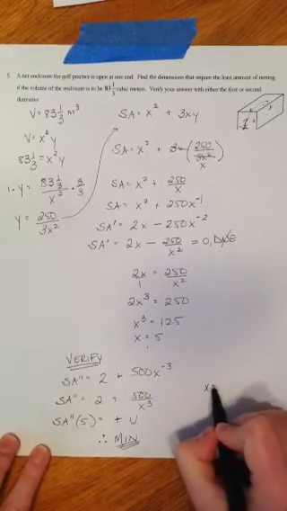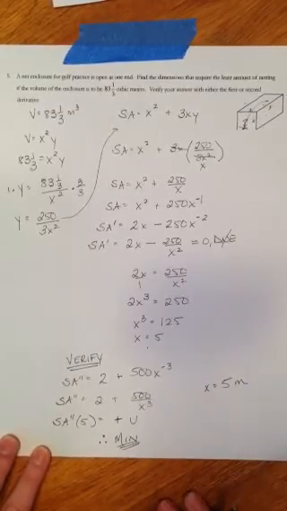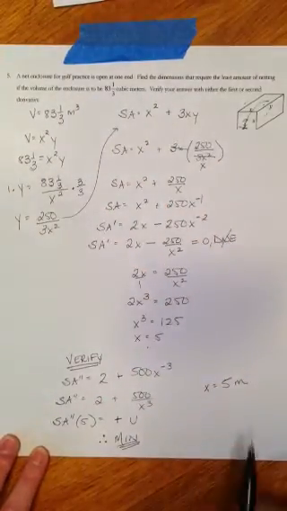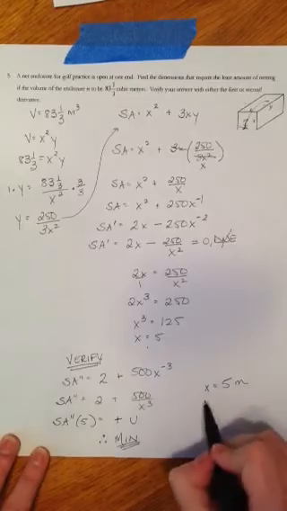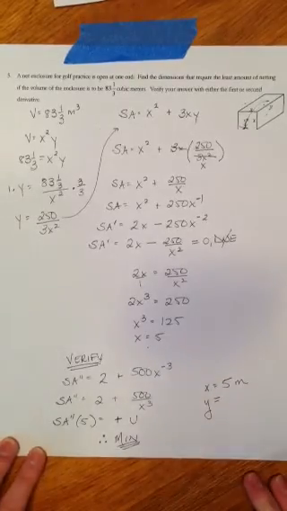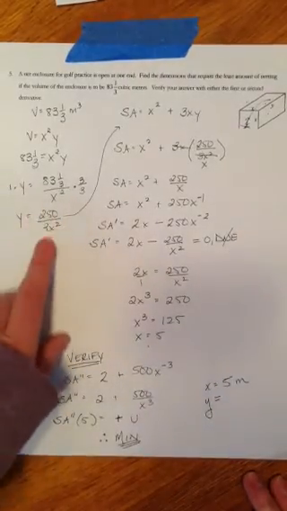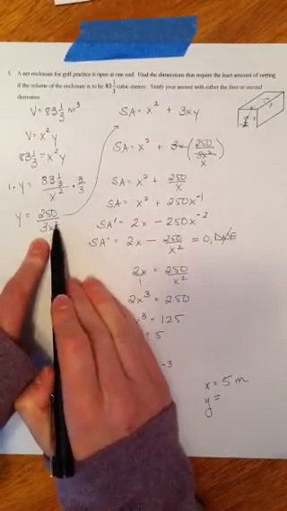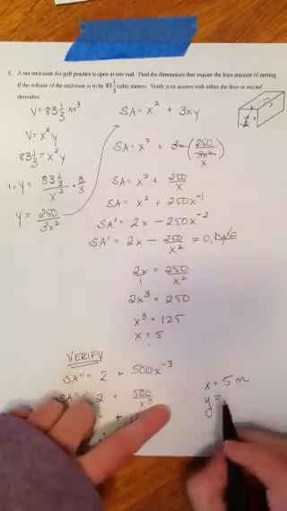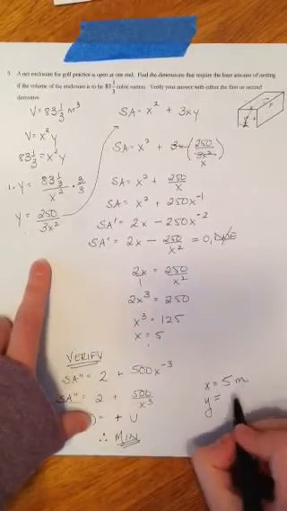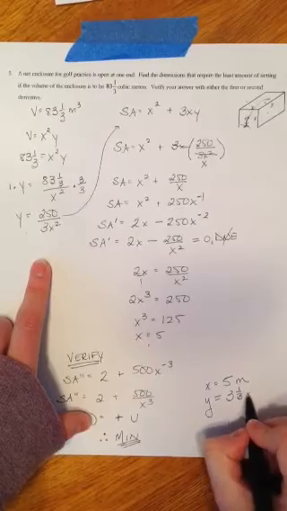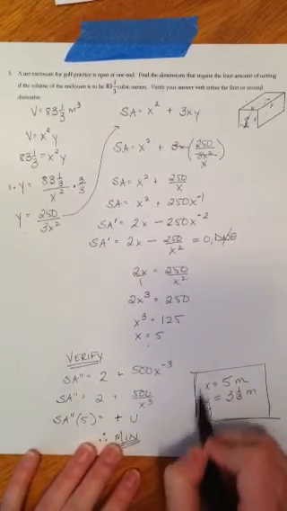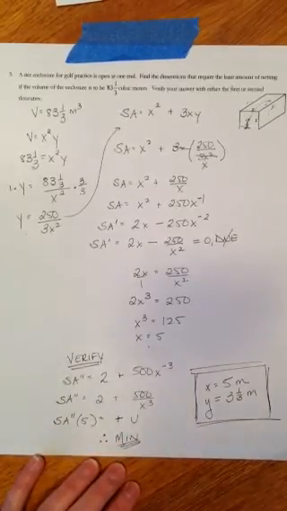So x is equal to 5 meters. I believe those are the units from the beginning. Yes, we are talking meters here. I need to find an answer for y. Conveniently, I have a formula for y. So all I have to do is sub 5 in for x, and I will get an answer for y. When I do that, I end up with 3 1/3 meters. I've got two awesome answers for x and y, and we did it.